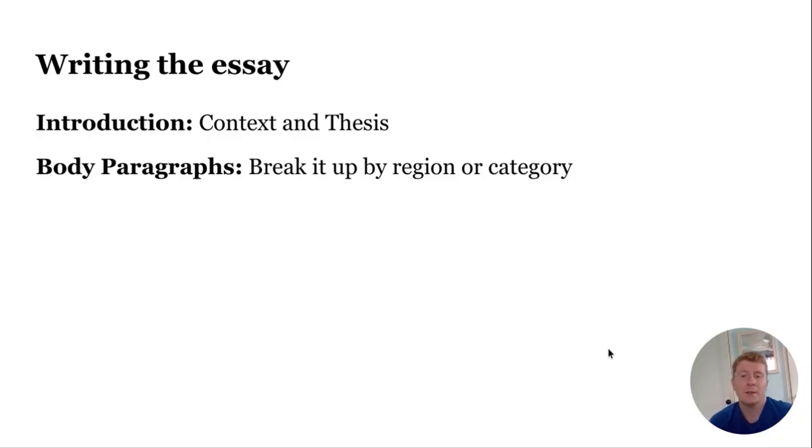Body paragraphs, what I would do is either break it up by region, if my thesis deals with 2 different regions, or break it up by categories, if it deals with 2 different categories. If you don't have more than one category, you could just break it up by the evidence that you're going to include. So you need 2 pieces of evidence, so maybe one paragraph deals with one piece of evidence and the other one deals with the other. But I would definitely focus on trying to do it regionally or categorically.